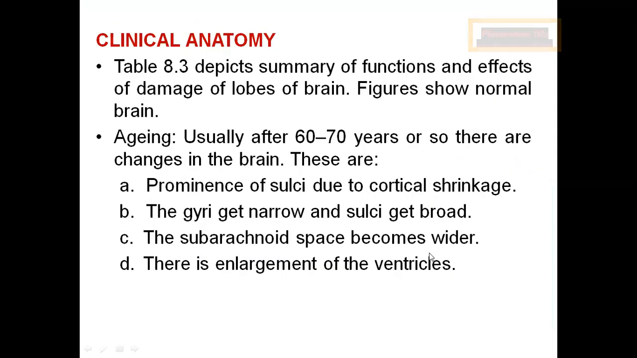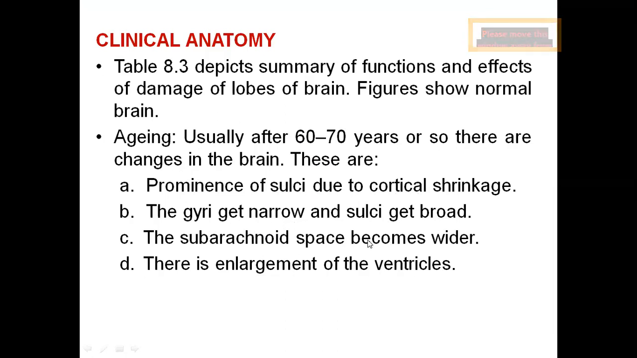Okay, so that is all about the functional areas. So suppose these functional areas are damaged, what happens? The lesions also we have discussed. Usually after 60 to 70 years of age, there are changes in the brain. The prominence of sulci may not be seen very clearly due to cortical shrinkage. Gyri get narrowed and sulci get broadened.